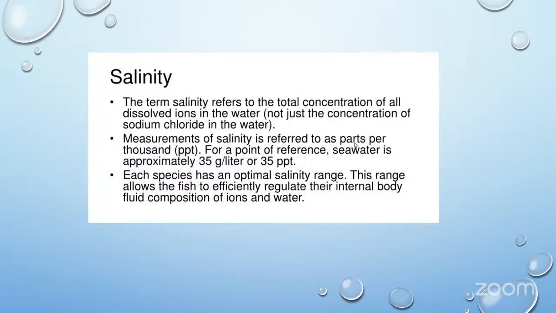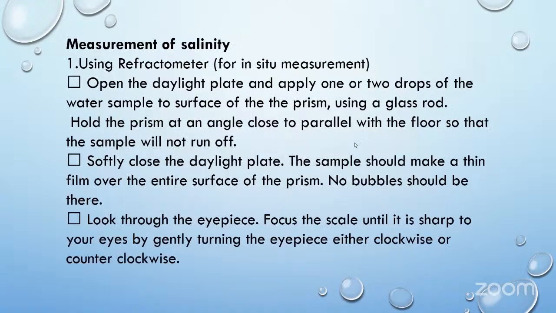Now, what is salinity? The term salinity refers to the total concentration of all dissolved ions in the water, not just the concentration of sodium chloride in the water. Measurement of salinity is referred to as parts per thousand, ppt. For a point of reference, seawater is approximately 35 grams per liter or 35 ppt. Each species has an optimal salinity range. This range allows the fish to efficiently regulate their internal body fluid composition of ions and water. So, how to measure this salinity?